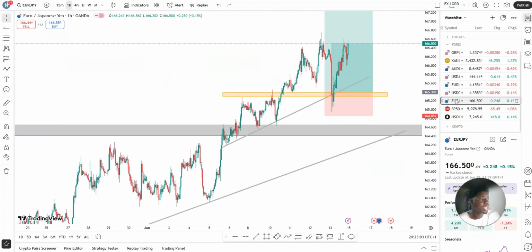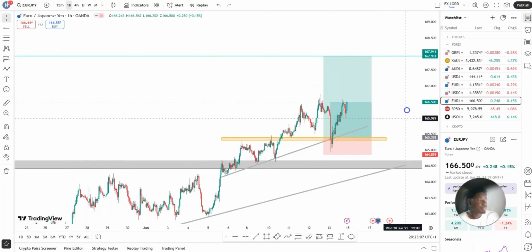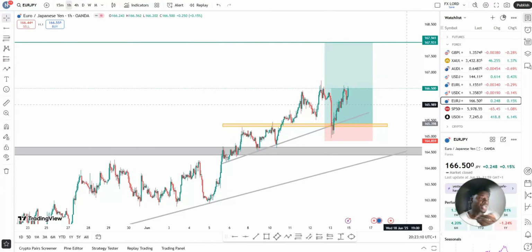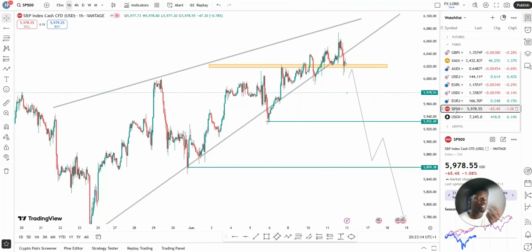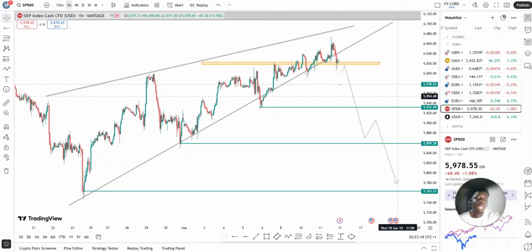EURJPY. Oh, EURJPY is also on a bullish move, which we have a running trade on. So I'm not going to look at this right now because there's nothing to look at at this moment. So what we are looking at next is S&P 500.